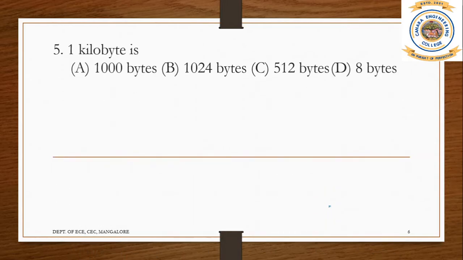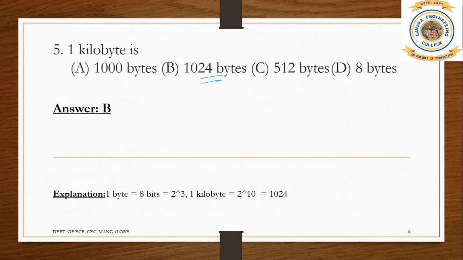So my next question is very straightforward. You are asked to find what is 1 kilobyte. We talked about how 8 bits has 2 nibbles, then we have 16 bits, 32 bits, that way. So the answer is B. 1 kilobyte will be 1024 bytes. The reason is, we know that 1 byte is 8 bits, that is 2 power 3. So 1 kilobyte will be 2 power 10, which is nothing but 1024.